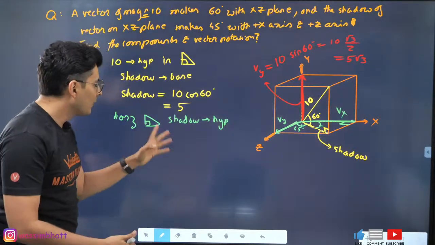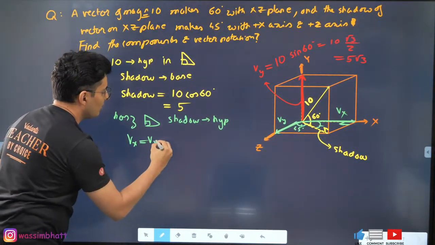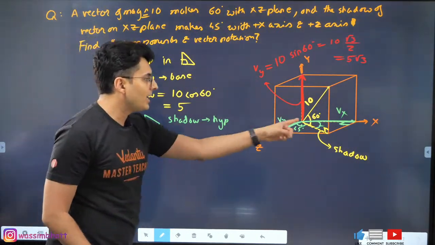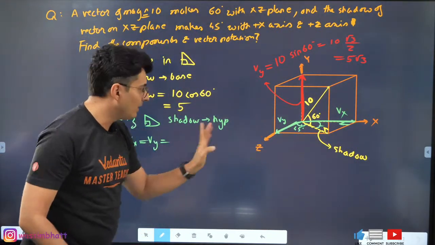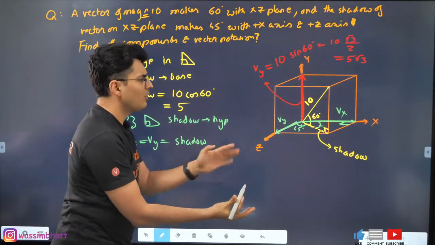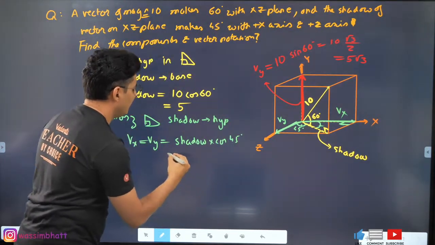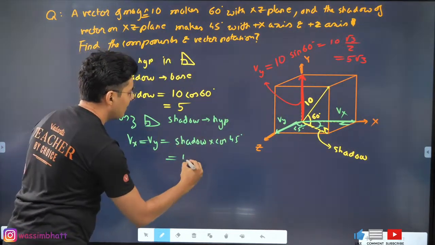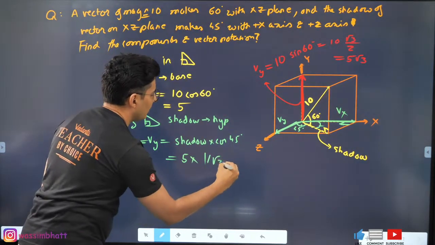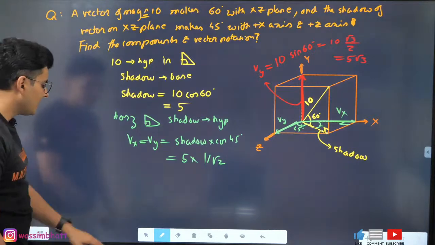Okay, so now that you have understood that, what will be the value of Vx and what will be the value of Vy? It will be nothing but the shadow's cos 45 or sin 45, both are the same thing. Shadow into cos 45. Shadow's length is nothing but 5. Cos 45 is 1 by root 2. So I've got the value of Vx and Vy.